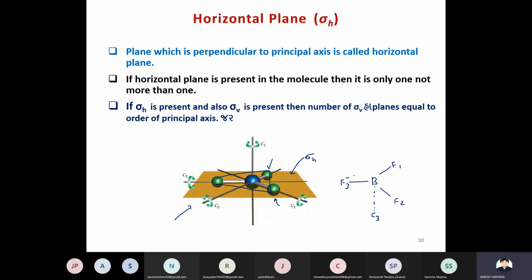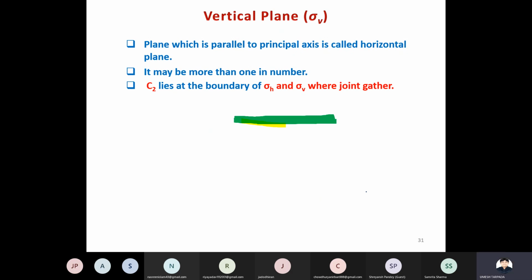What about this molecule? See, this is sigma h. Sigma h is the plane of your mobile, because the principal axis is perpendicular to the plane of the mobile, and therefore this is your sigma h. Vertical plane is nothing but a plane which is passing through the principal axis, or you can say parallel to the principal axis.